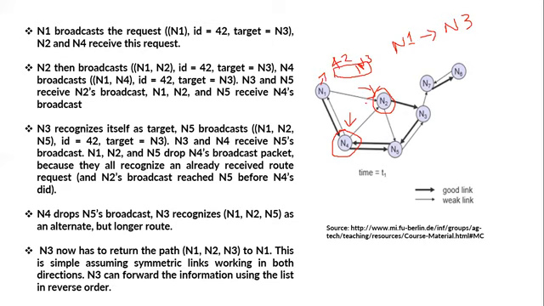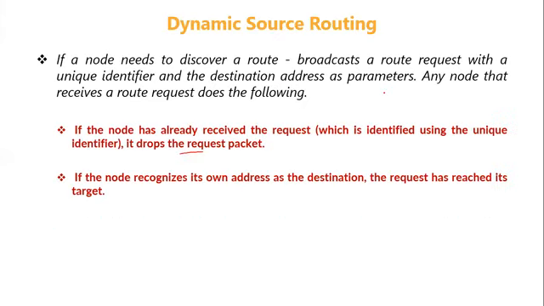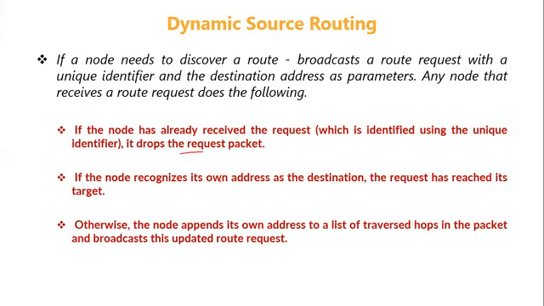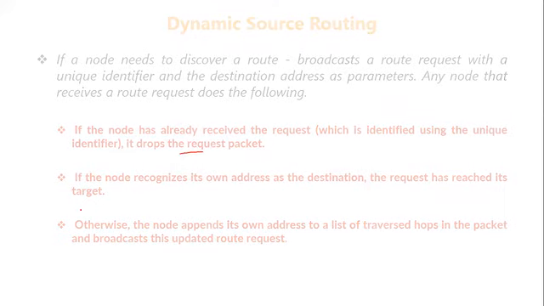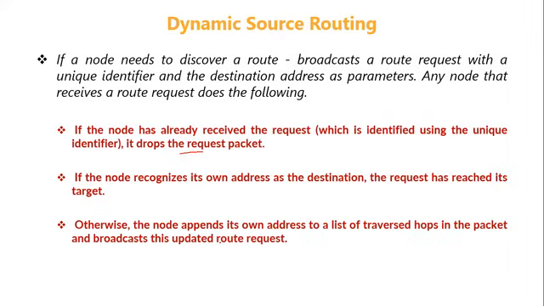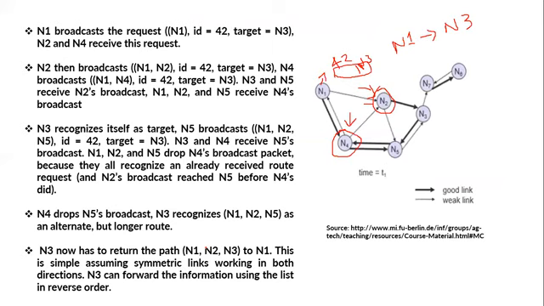Now in this case, this is not the destination node. So this is also not the destination node, and this is also not the duplicate packet. Now what should N2 do? The second step in the algorithm is, if this node is the destination, then it has reached the target. Otherwise, the node appends its own address to the list of traversed hops and broadcasts this updated route request. Okay, so that is what it will do.